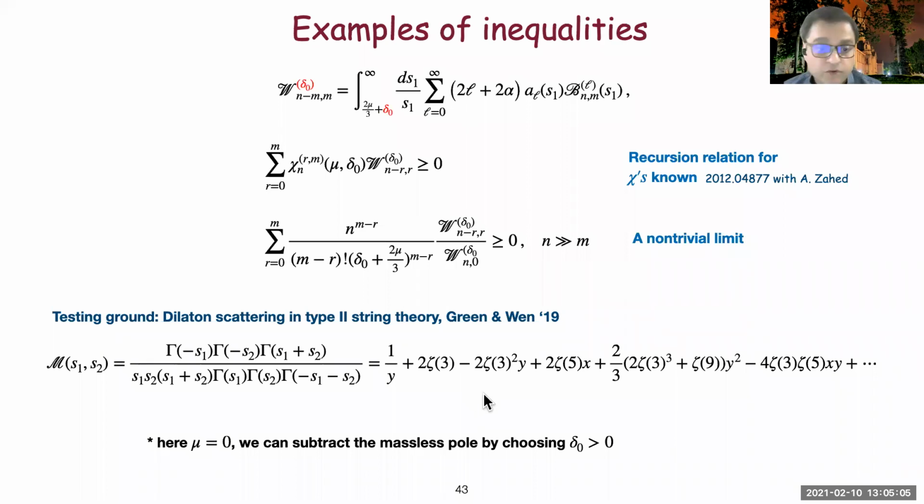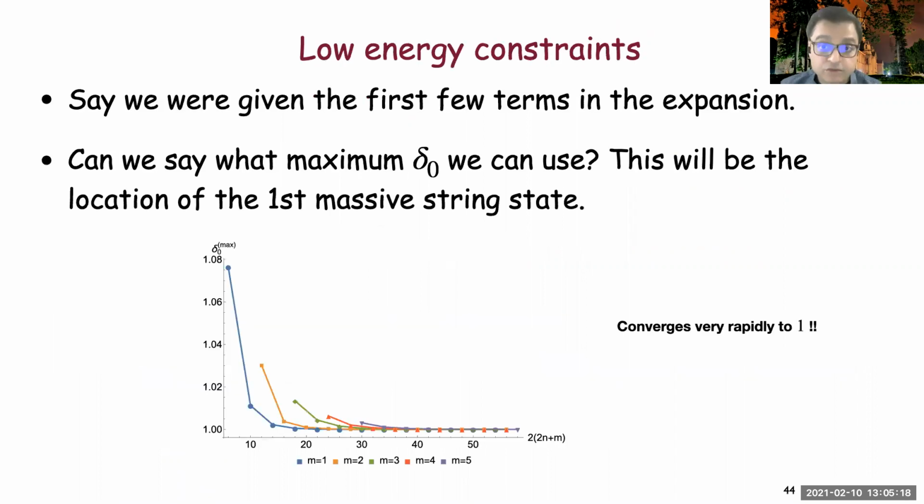And suppose you were given the first few terms in this derivative expansion. Then by looking at these first few terms, can you actually locate where the first massive string state would be? And in fact, you can do that. These inequalities actually enable you to locate the first massive string state. In fact, they converge very, very quickly to the correct value. So the correct value is 1. And in fact, these inequalities tell you that within a few derivative orders, it converges to 1 very, very quickly.